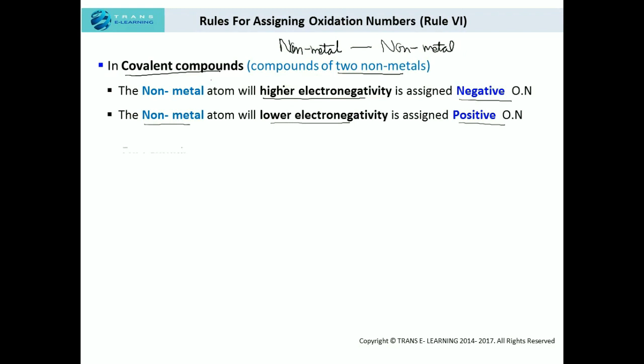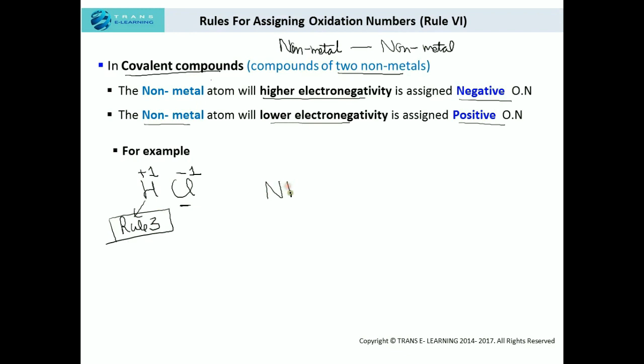For example, in this case, chlorine has more electronegativity as compared to hydrogen, so it will be assigned the negative oxidation number, which is -1 in this case, and the hydrogen will have +1 in this case, as per rule 3, which states that in compounds with non-metals, the oxidation number of hydrogen is +1. Now let us take second example.